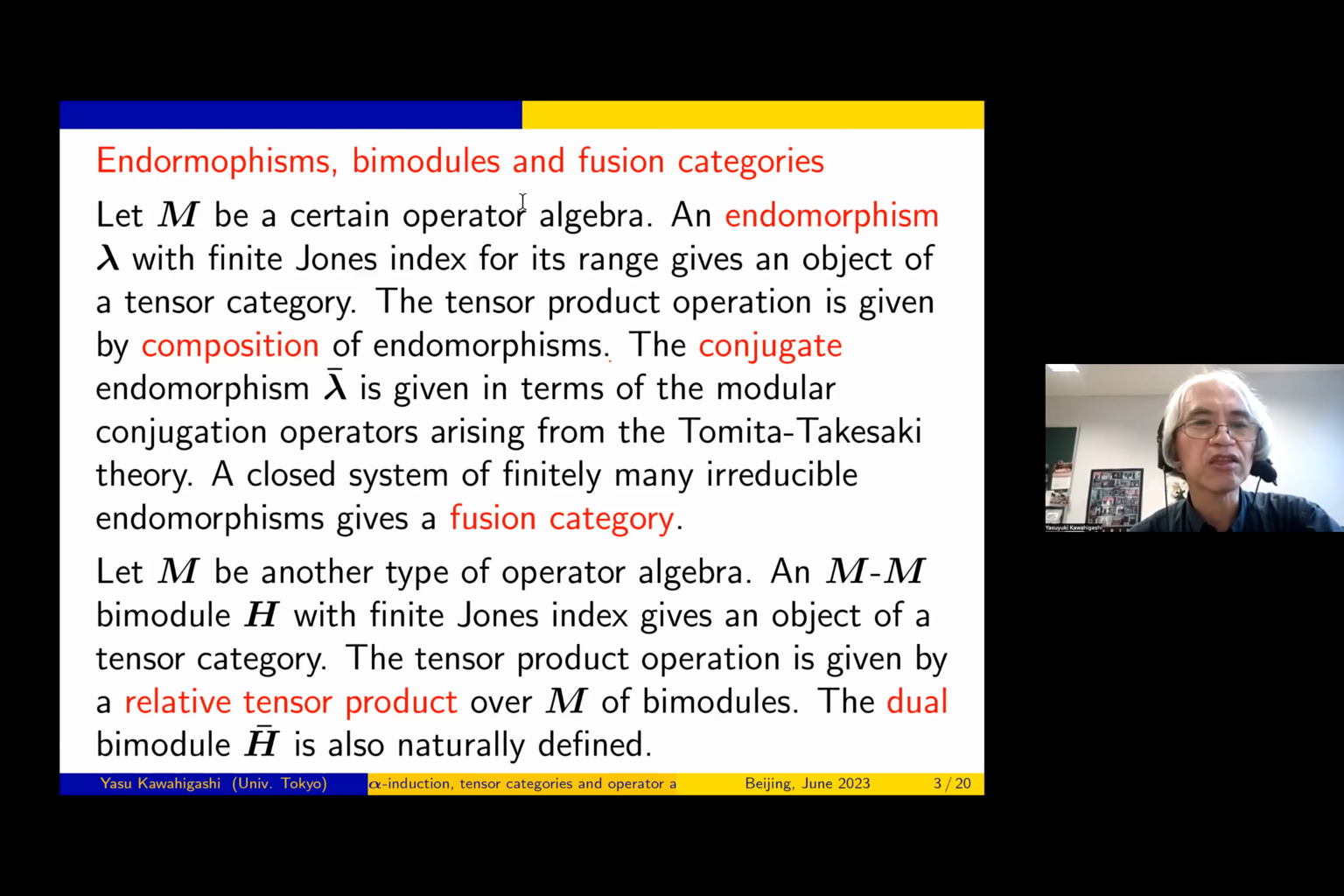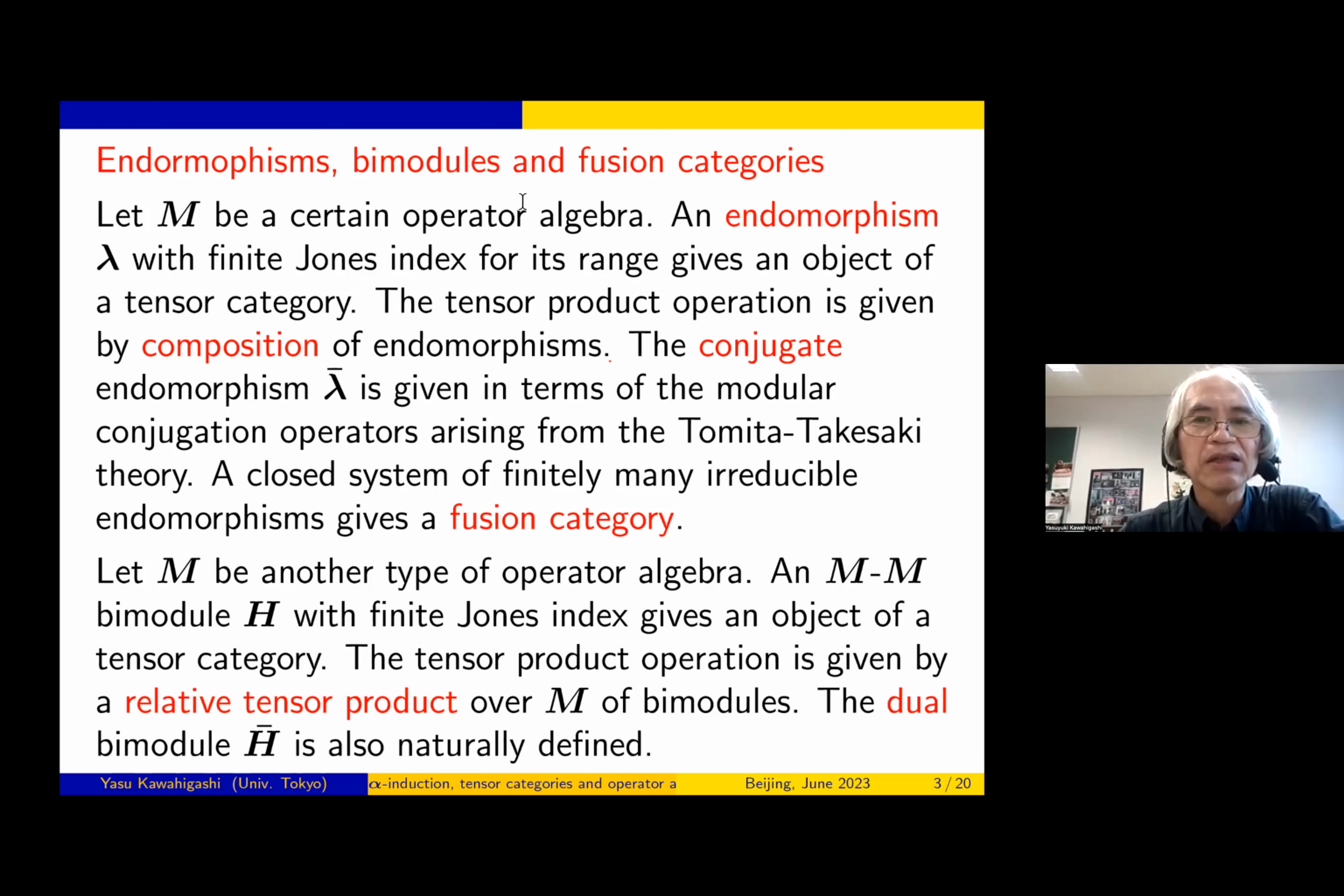So we consider the endomorphism lambda, then we look at the range of this endomorphism. Then we can consider the notion of the Jones index. So this measures the size of the range relative to the original algebra M. Both are infinite dimensional, but somehow we can still measure the relative size of the image with respect to the original algebra. This is a kind of dimension, but it is called the Jones index.